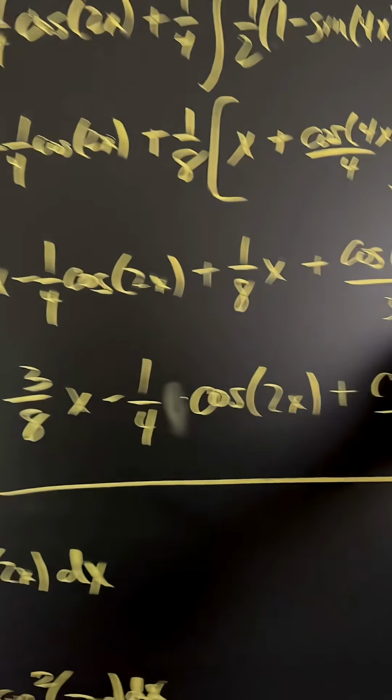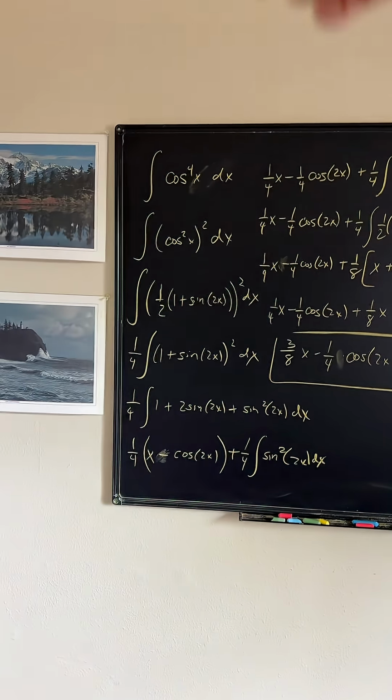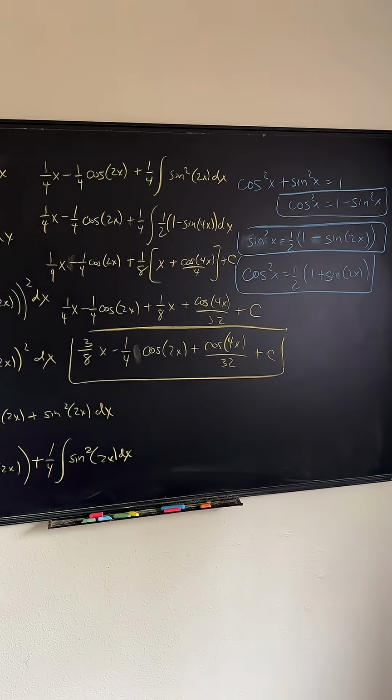And that, my friends, is how you start off with something very simple like cosine to the power of 4 and just use some power reducing formulas to get our answer.